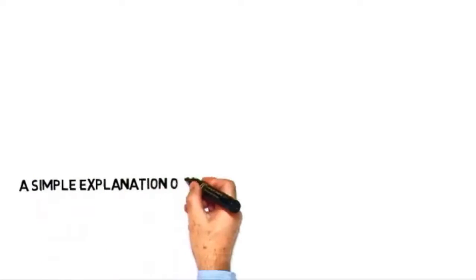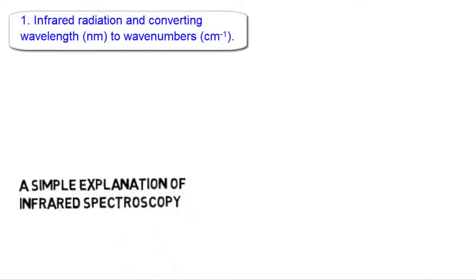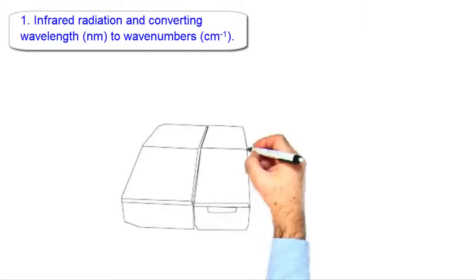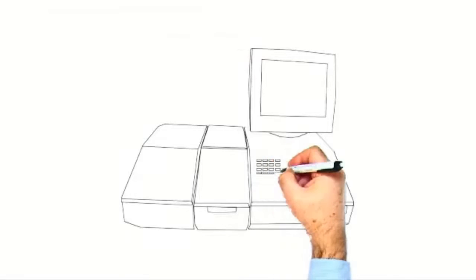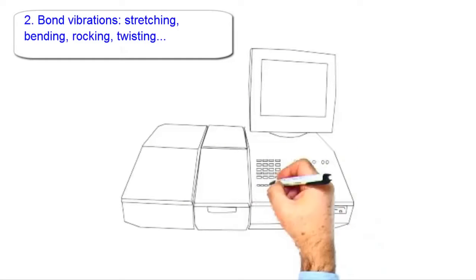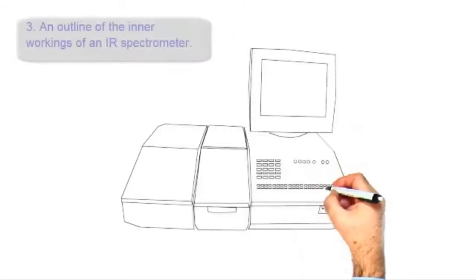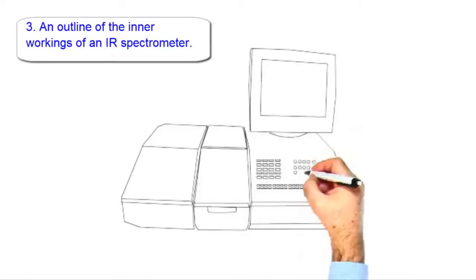Hello and welcome. In this video entitled A Simple Explanation of Infrared Spectroscopy, I will begin by considering infrared radiation itself, and I'll explain how its wavelength is converted to handier wave numbers for use in infrared spectroscopy. Next, I'll consider the characteristics of covalent bonds that facilitate infrared spectrochemical analysis. I'll then move on to briefly outline the inner workings of a typical infrared spectrometer.